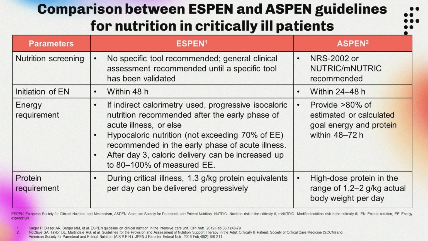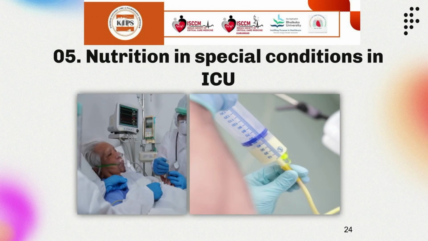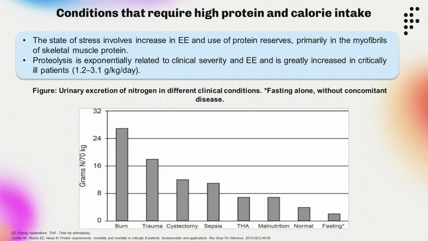In ASPEN, high dose protein requirement is from 1.2 to 2 gram per kilogram of actual body weight per day. Nutrition in special conditions in the ICU: conditions that require high protein and calorie intake are states of stress, which involve an increase in energy expenditure and use of protein reserve, primarily in the myofibrils of skeletal muscle protein. Proteolysis is exponentially related to clinical severity, and is greatly increased in critically ill patients, 1.2 to 3.1 gram per kilogram per day.